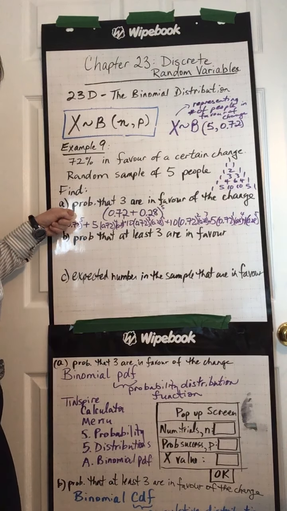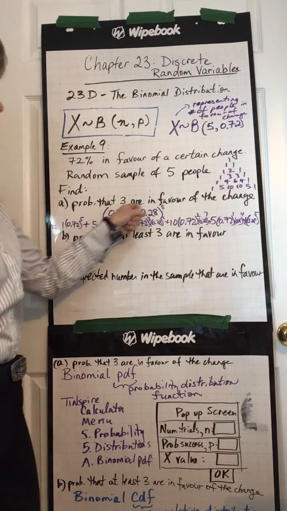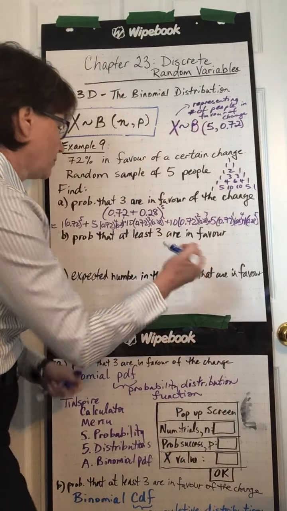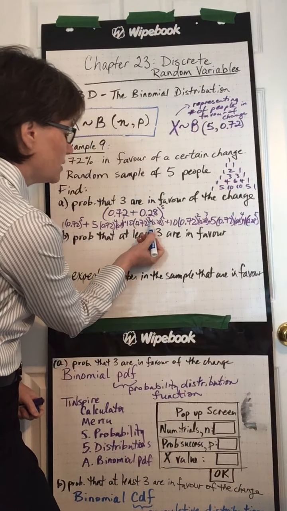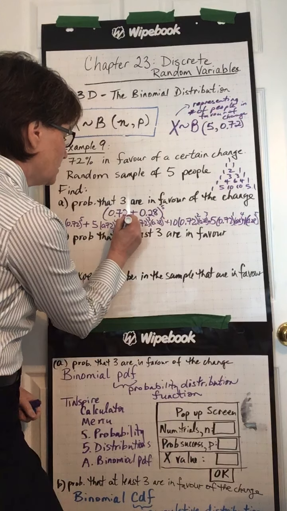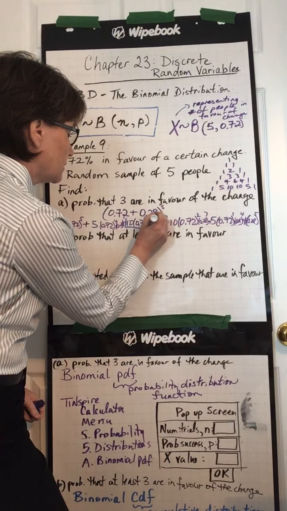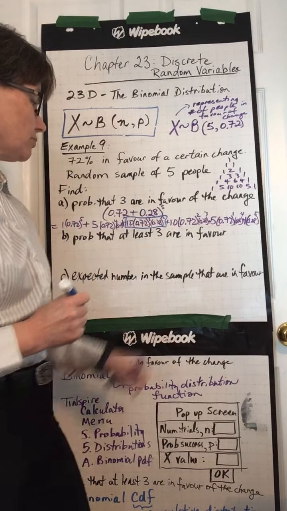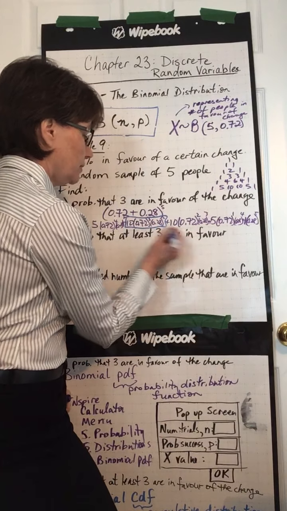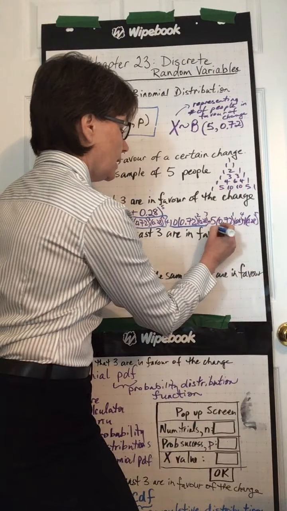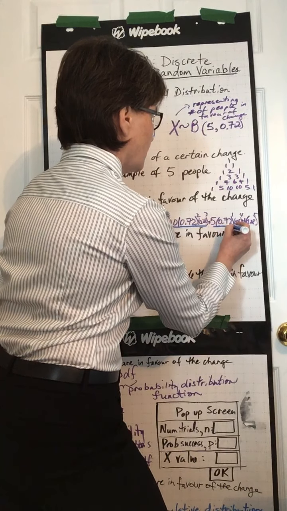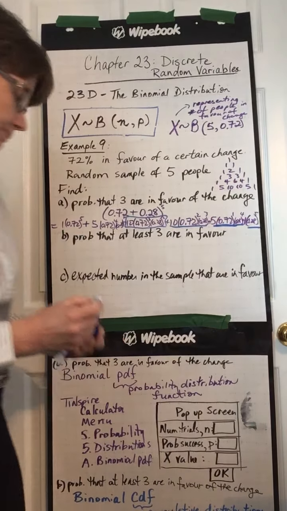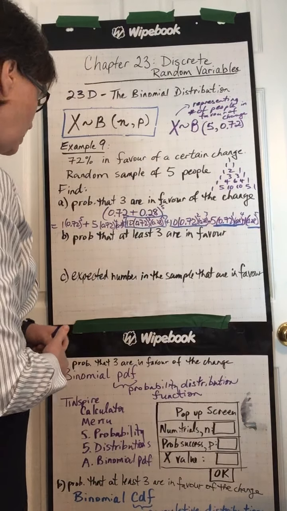So to answer number A, non-calculator question, probably that 3 are in favor, we would take only 3 are in favor. There it is right there, exponent of the probability of success. So that probability would be this answer. Okay. Part B, probability that at least 3 would be this term, 3, and the next term, 4, and the next term. Oh, there's the term 3, there's the term 4, there's the term 5. Okay, so it would be all of those added up.